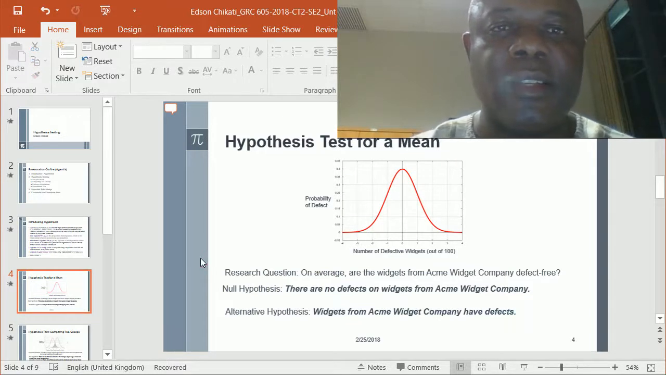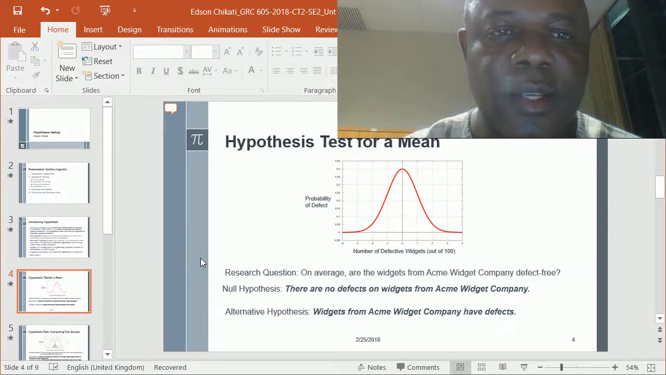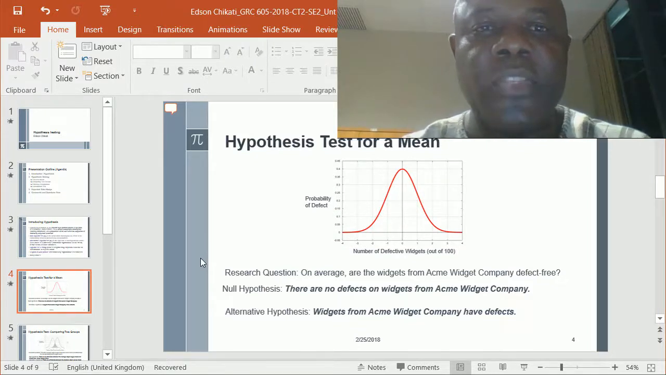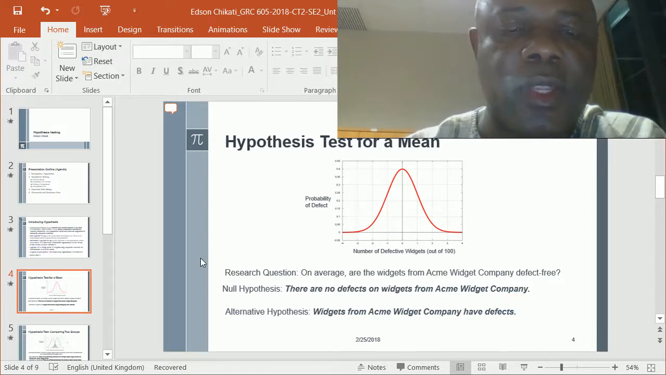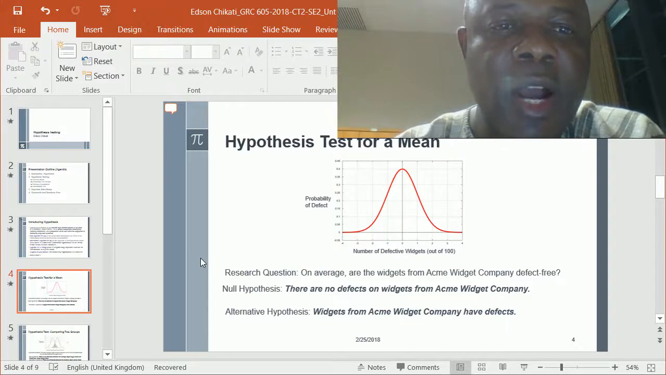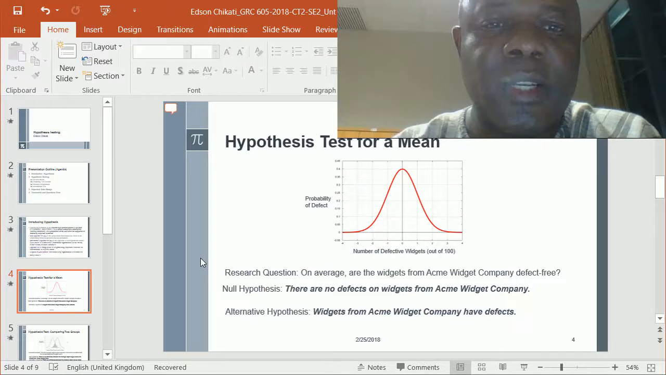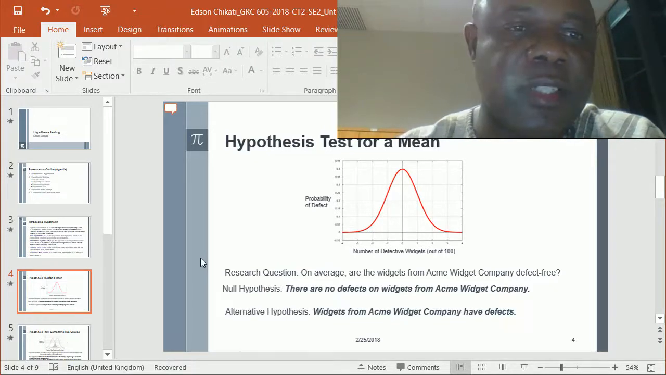Hypothesis test for a mean. The question here is, on average, are the widgets from Acme Widget Company defect-free? My null hypothesis derived from this research question is, there are no defects on widgets from Acme Widget Company. Conversely, the alternative hypothesis reads, widgets from Acme Widget Company have defects.